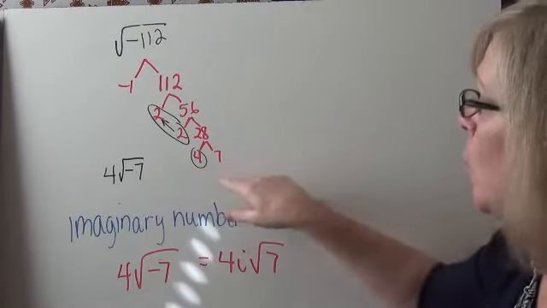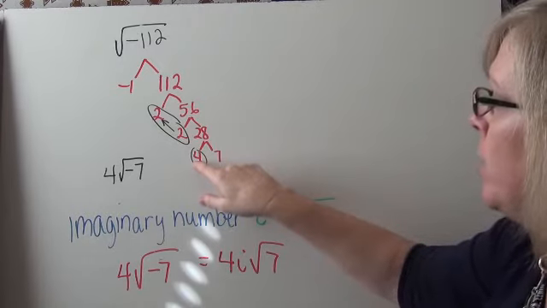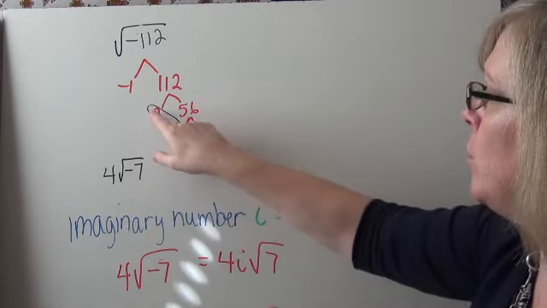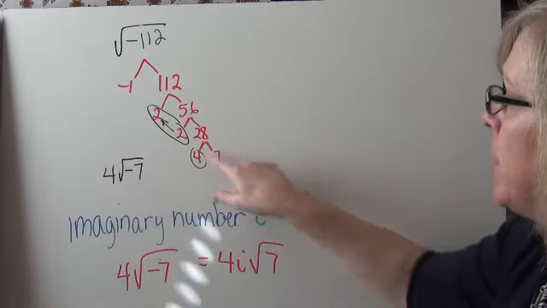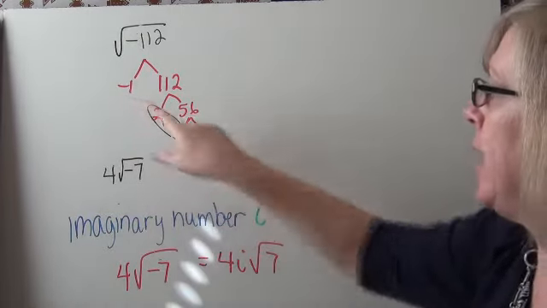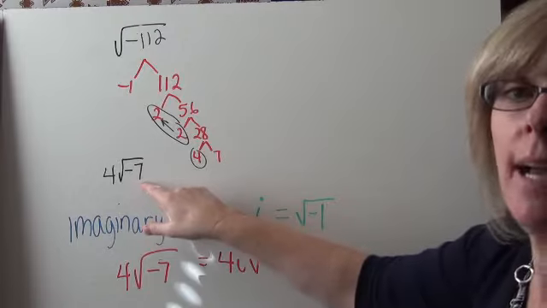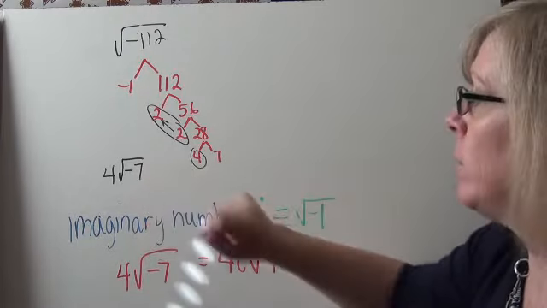Okay? So I have a 2 times 2 here, so that comes out as a 2. I have a 2 and a 2 here, so that comes out as a 2. 2 times 2 is 4. And I'm stuck inside with my negative and my 7. This is my simplified version of that radical.